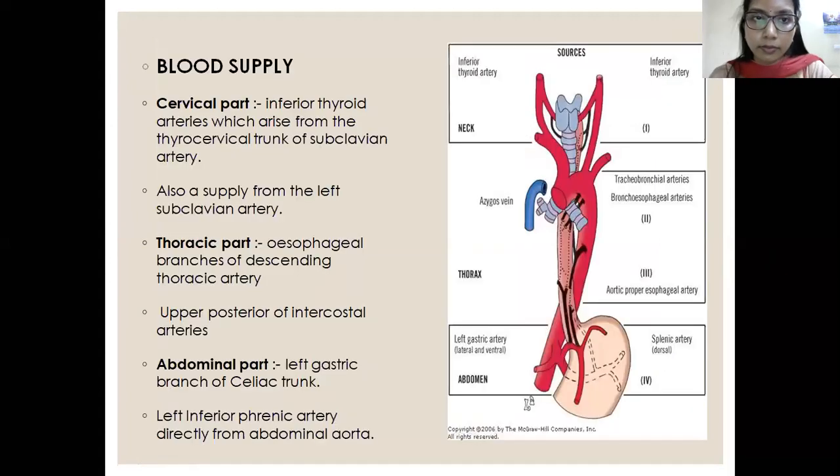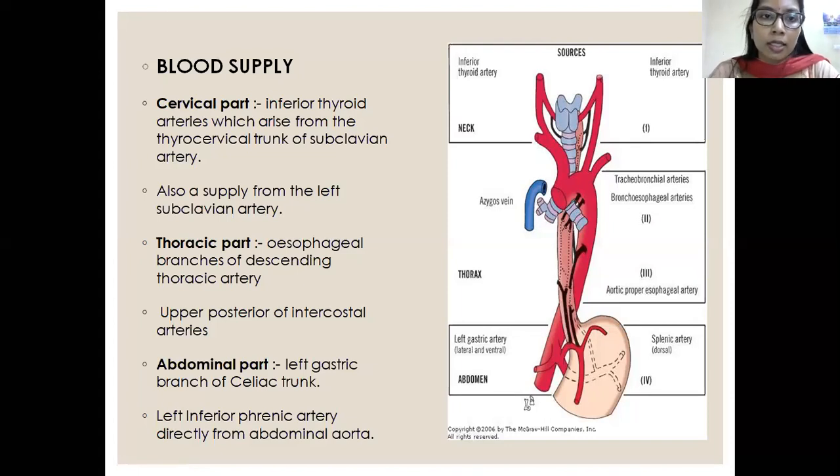Okay. So the blood supply, there is nothing much to explain with these. These are some things which you have to just remember, in a way that it makes sense. So don't say that the inferior thyroid artery supplies your abdominal esophagus, because thyroid arteries are somewhere in the neck. So in relation to that, you have to remember it.